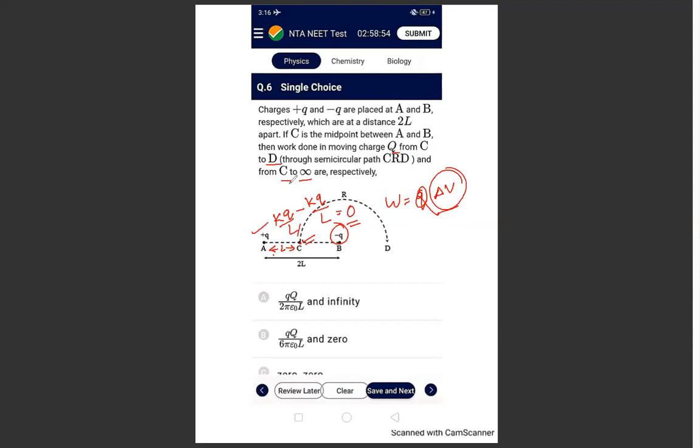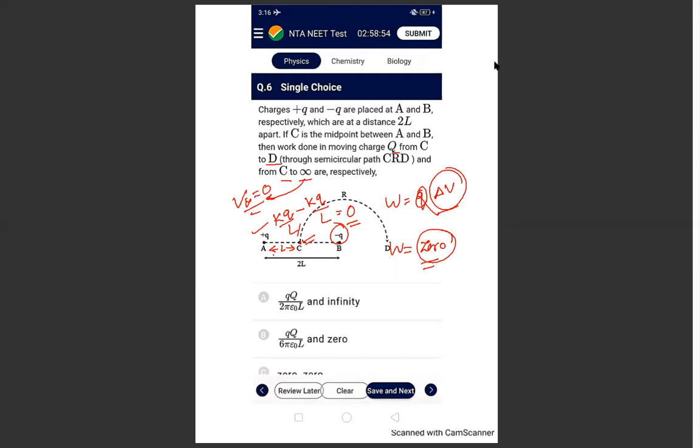So the potential at this point is equal to 0. We want to move it from C to infinity. What is the potential at this point? It is also equal to 0. So the work done is equal to 0. So we got the answer to the second part. Let's find it out for the first part, right?